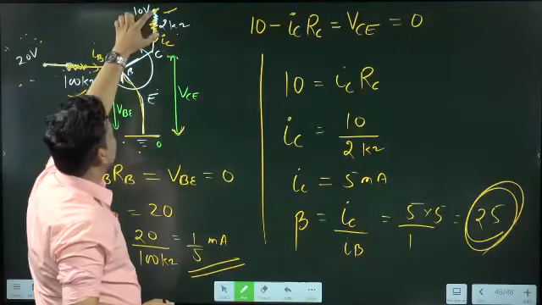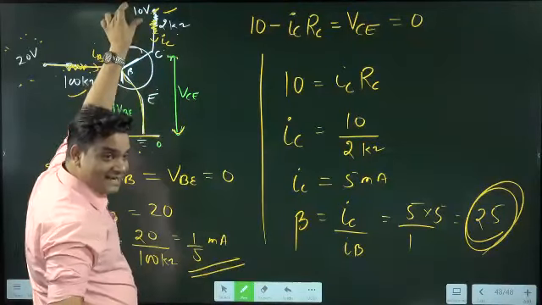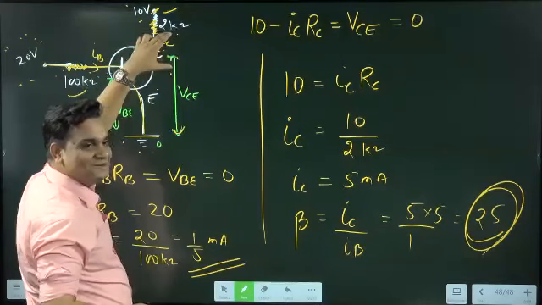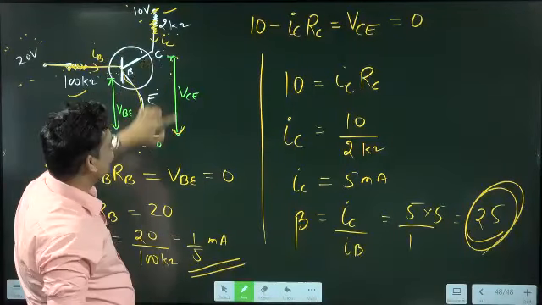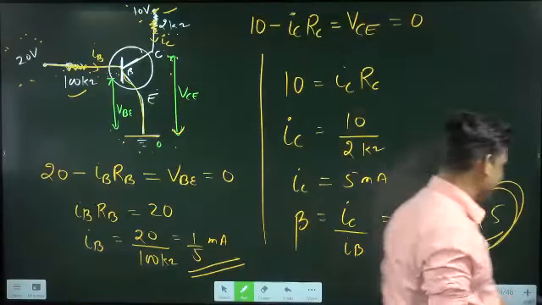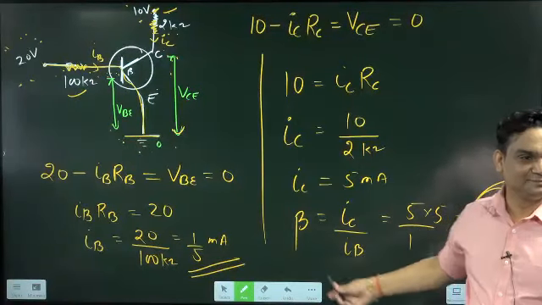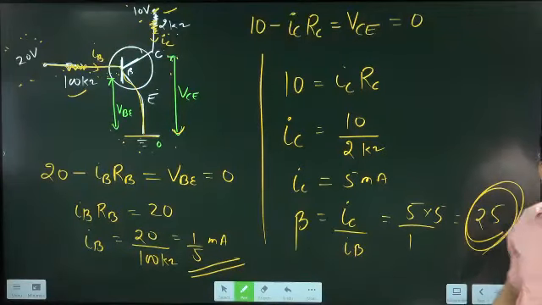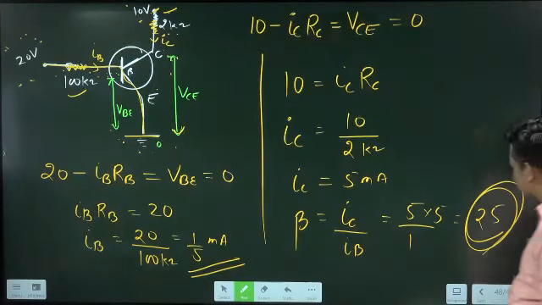So you will start from here again coming to the ground. So 10, you will lose here IC into RC, and then it should be equal to VC. Next, I will take the question here. I hope this one is clear. Done. Now other questions are very easy.